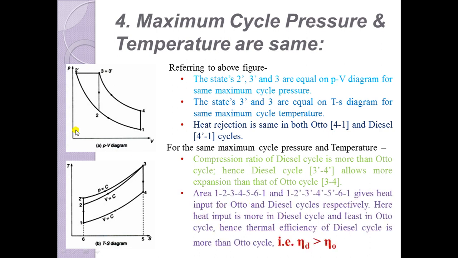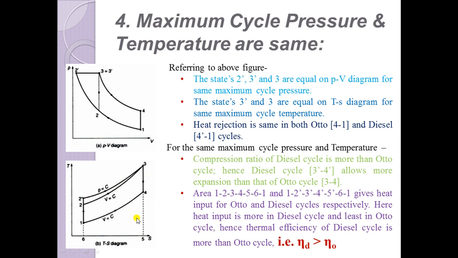And the area 1, 2, 3, 4, 5, 6 and 1 gives the heat input for the Otto cycle, and 1, 2 dash, 3, 4, 5, 6 and 1 gives the heat addition or heat input during the diesel cycle, and here heat input is more in the diesel cycle and least in the Otto cycle. So the area measured by the diesel cycle is more when compared to the Otto cycle, hence thermal efficiency of the diesel cycle is more than the Otto cycle.